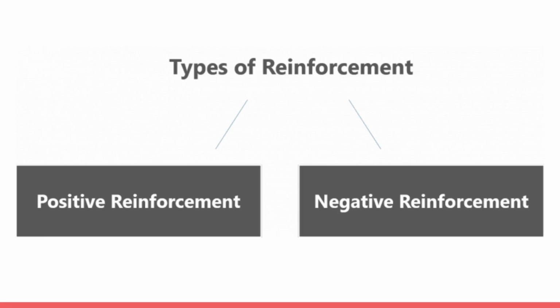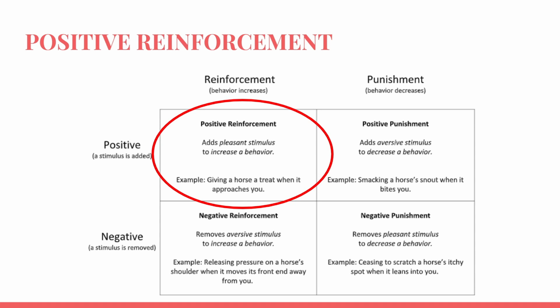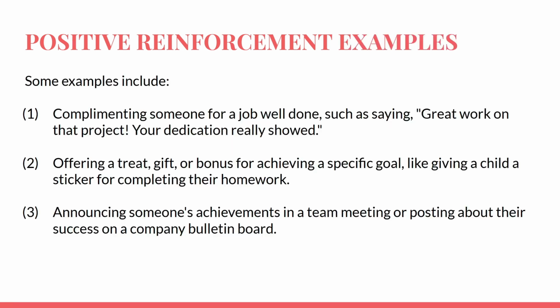The first two terms I will explain are positive reinforcement and negative reinforcement. First, there is positive reinforcement. Positive reinforcement is the act of rewarding a positive behavior in order to encourage it to happen again in the future. Some examples include 1. Complimenting someone for a job well done, such as saying, "Great work on that project, your dedication really showed." 2. Offering a treat, gift, or bonus for achieving a specific goal, like giving a child a sticker for completing their homework. 3. Announcing someone's achievements in a team meeting or posting about their success on a company bulletin board.